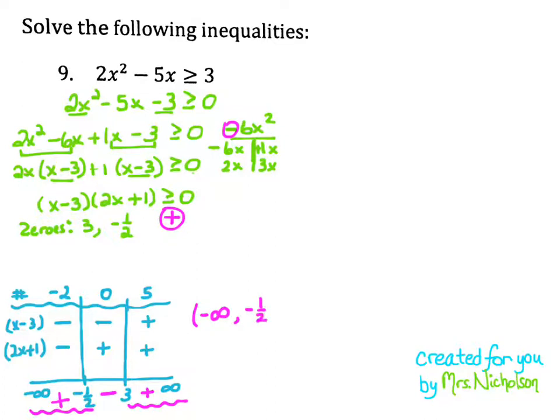Negative infinity to negative 1/2. And since the inequality is greater than or equal to, then we're going to use a bracket on the negative 1/2. And then in our other interval, it starts at 3 with a bracket and goes to infinity with a parentheses.